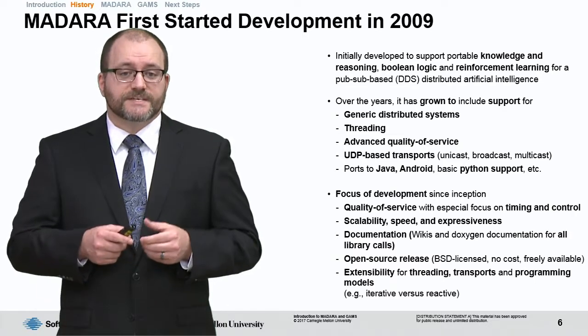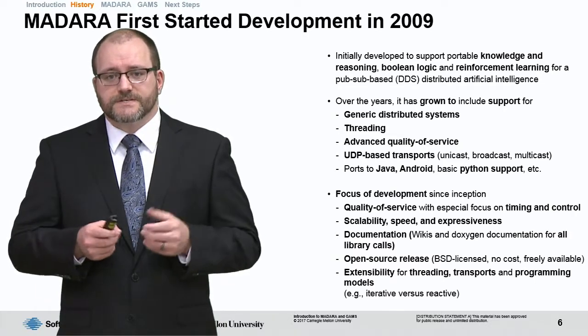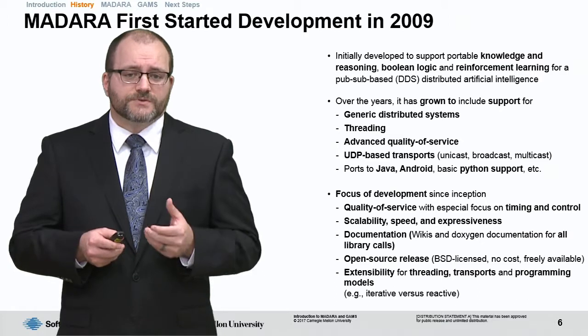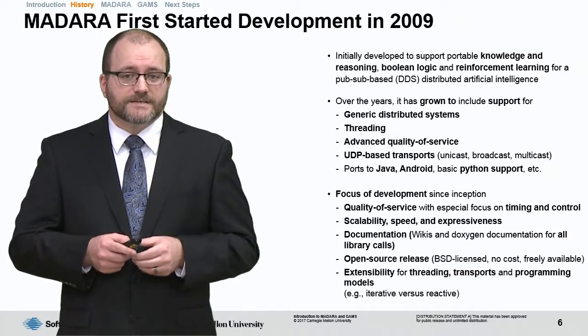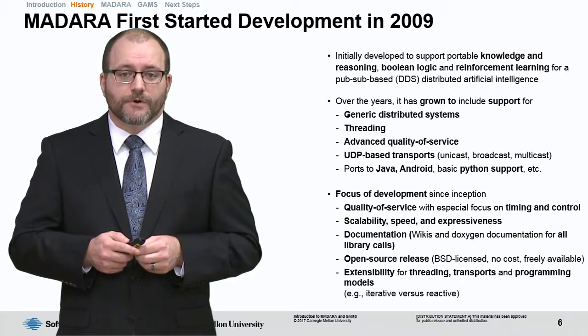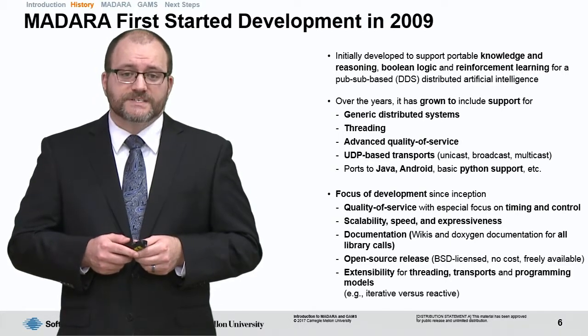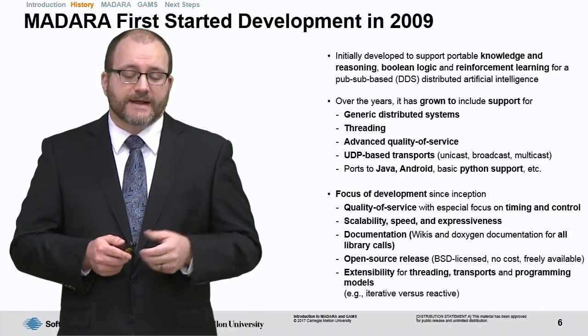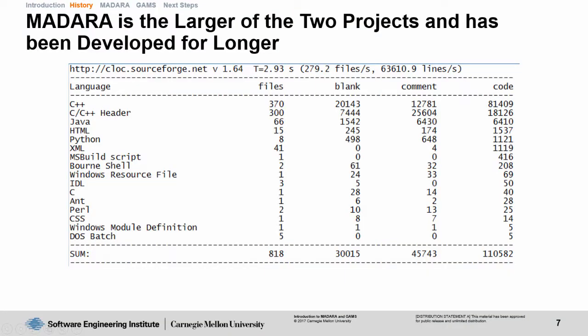This means focusing on scalability, speed, expressiveness, documentation, and an open source release process, a BSD-style license process that allows you to freely open, use, and edit the software for your own purposes. This includes extensibility for threading, transports, and programming models, such as iterative versus reactive, event-based programming, if you will.